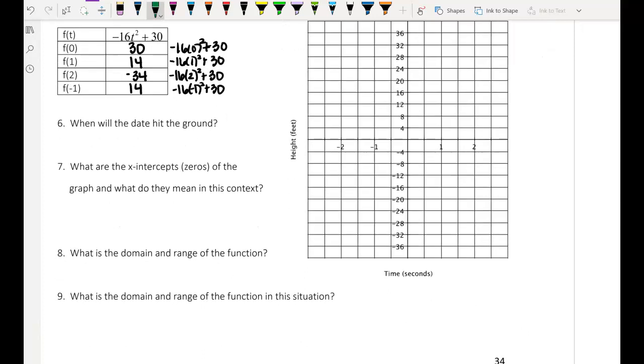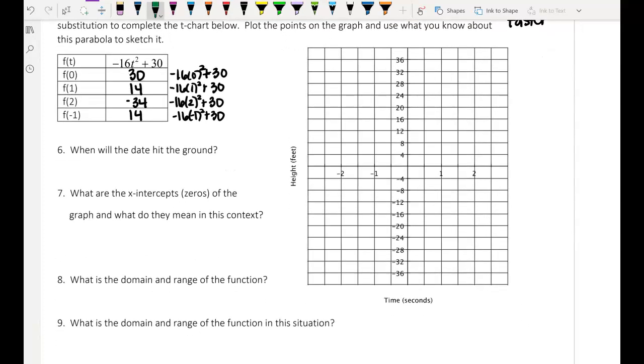At f of 0, we're up here at 30. At f of 1, pay attention to how your graph is labeled. They're going by halves on the x-axis, so f of 1 at 14. F of 2 at negative 34. And f of negative 1 at 14. So if I draw in that function, that's the values from the chart, so that's what we have.